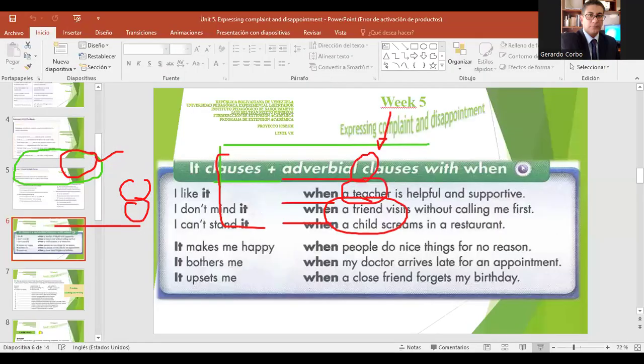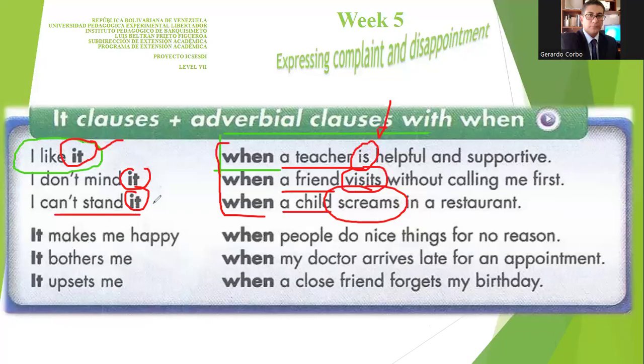Okay, we can continue. And here, remember that I was mentioning that we can use it in a negative way. For example, I don't mind it. It means I don't care. I can't stand it. I can't tolerate that. I mean, I hate it. I can't stand it. And then remember, when is in the middle, after the pronoun it.